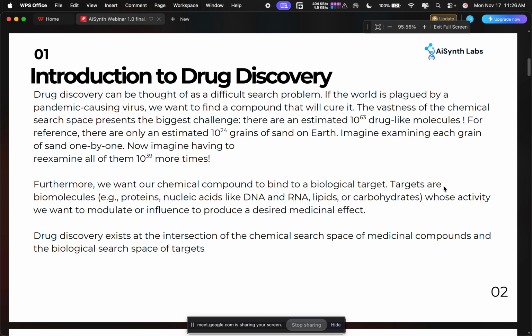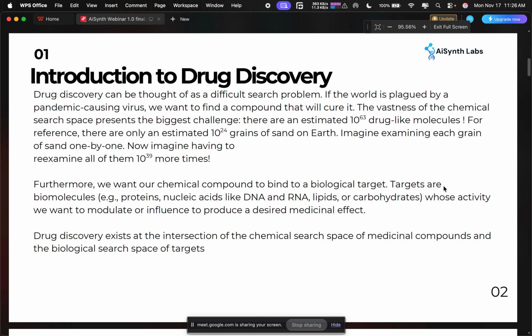So now imagine examining each grain of sand one by one. Imagine counting one grain of sand at a time. In fact, I don't think anybody will sit down and count every grain of salt from a cup of salt. Even a handful of salt, nobody will sit down and start counting how many grains of salt are there, talk less of grains of sand on the earth.